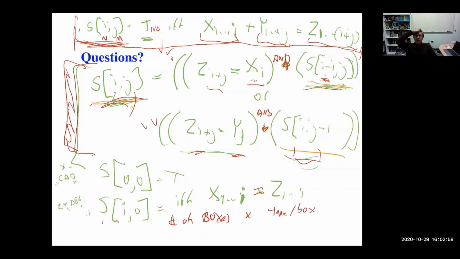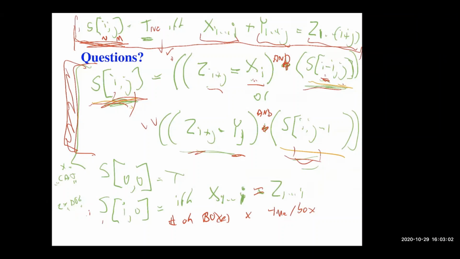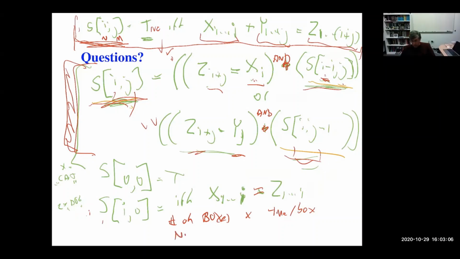How many boxes will I need to store in my matrix? N times m. N times m boxes, right? Does everybody kind of see that? This first argument is going to go from 1 to n. The second argument goes from 1 to m. N times m boxes. How much time does it take to fill up each box using this thing?